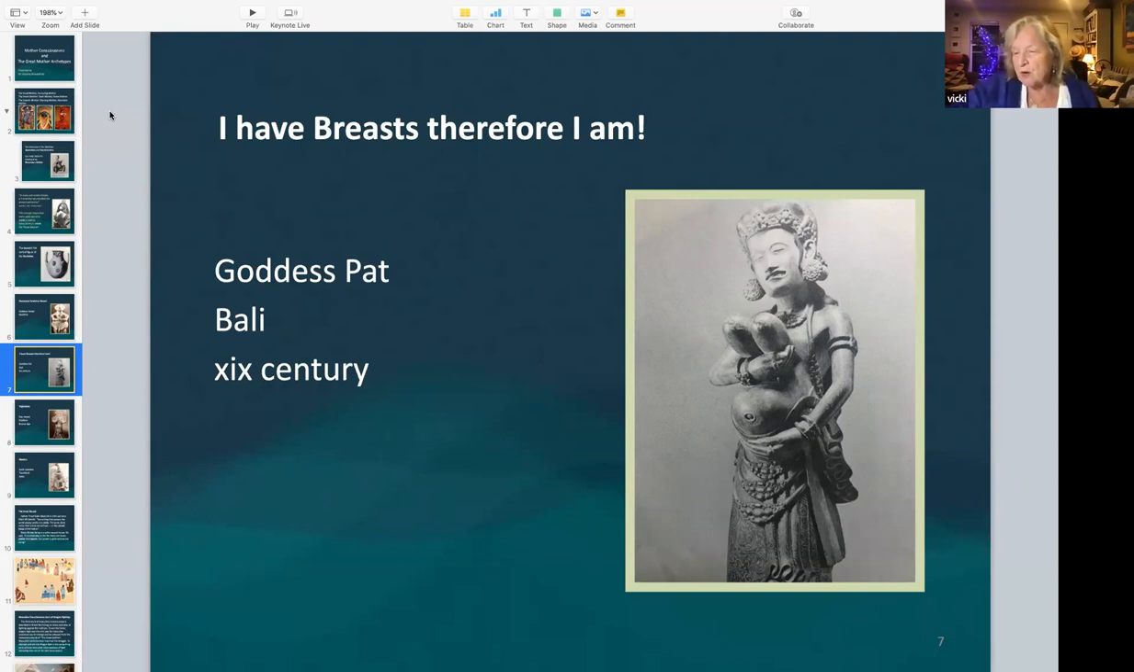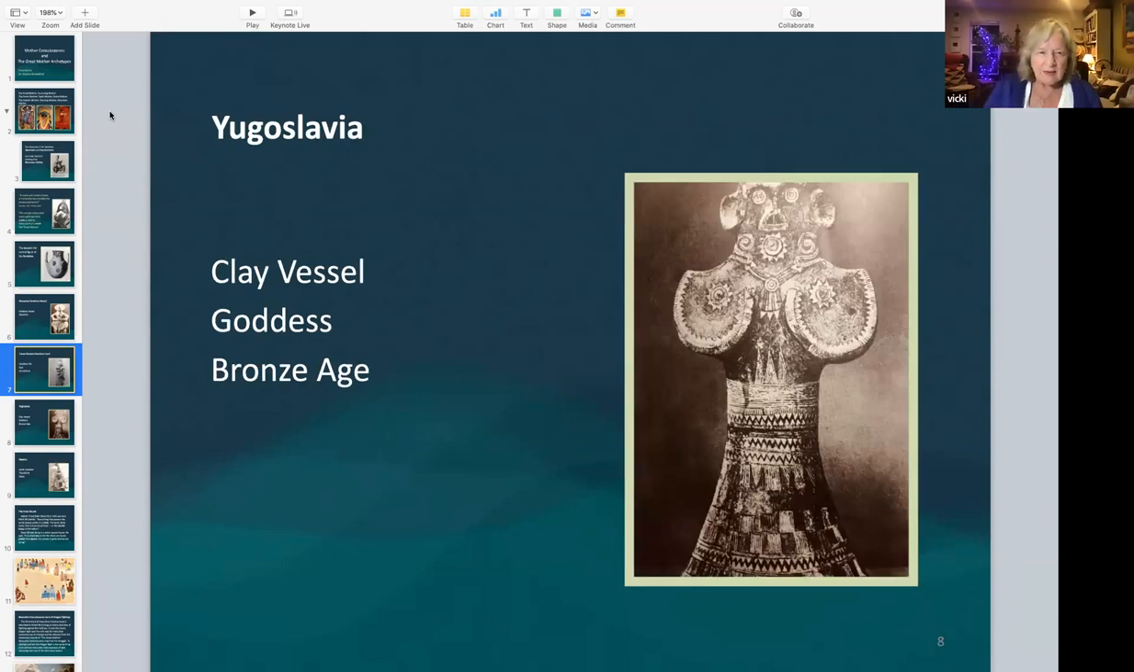So there's a poem by Tao in the Ti Chang that says, all around me, men are working. The main difference is this, I take no part. The main difference is this, I prize the breast of the mother. Here's another from Yugoslavia, and you can see it's much more ornate, but it has the two big breasts, and it's a vessel from the Bronze Age.